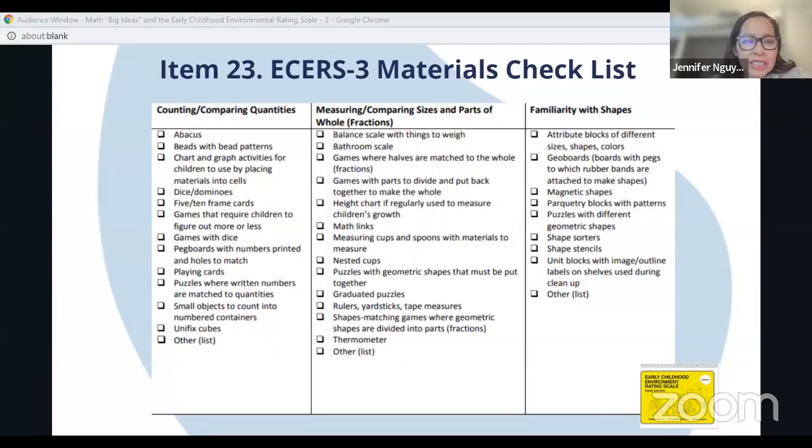So again, these are just suggestions of things to have in the classroom. And if you want to score high on ECERS in the 5, 6, 7 range, you want at least 3 to 5 of each of these categories. So about 10 to 15 materials total, and they have to be accessible to the children for at least 1 hour.